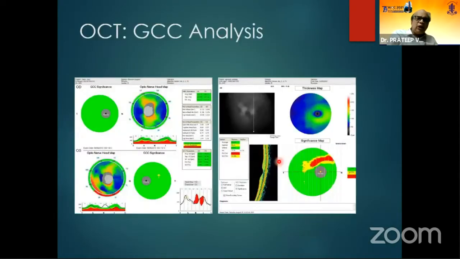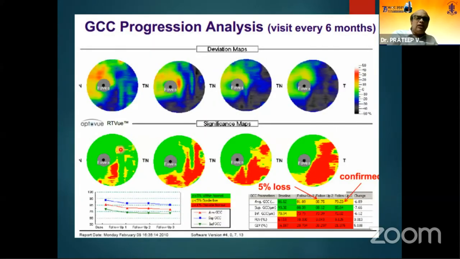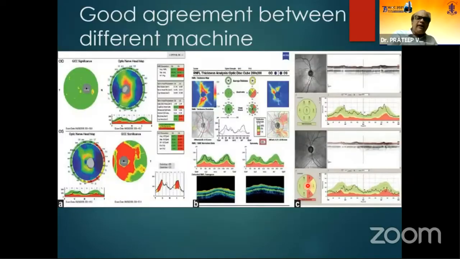So this is again the printout, and the GCC you can get along with the RNFL thickness map. This is showing the RNFL thickness of the right eye and the left eye, and alongside you can get the GCC map as well. So both printouts can come together in most of the machines. With the GCC also you can assess the progression, and the progression analysis gives the deviation map and significance map. The significance map is very important, and even if you have less time, just give it a brief look, and you will come to know that the patient is showing a significant progression over a period of time.